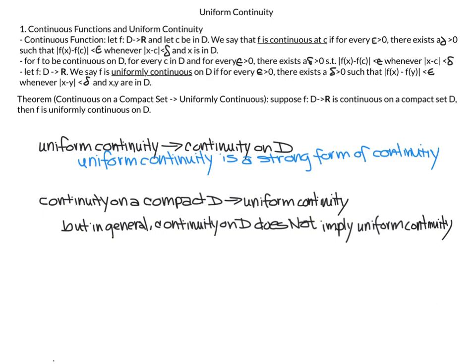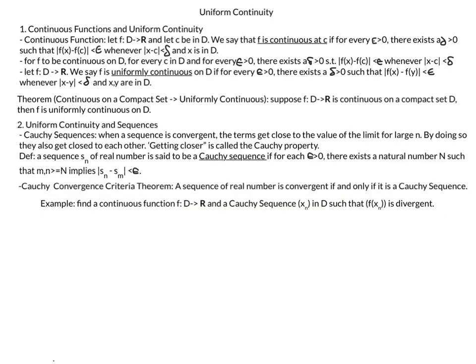Our next theorem involves Cauchy sequences, so we're going to review the definition of a Cauchy sequence, the informal and a formal definition, as well as review the Cauchy convergence criteria and do a quick example. When a sequence is convergent, not only do the terms get close to the value of the limit for large n, but also they start to get close to each other. So getting close together is called the Cauchy property.